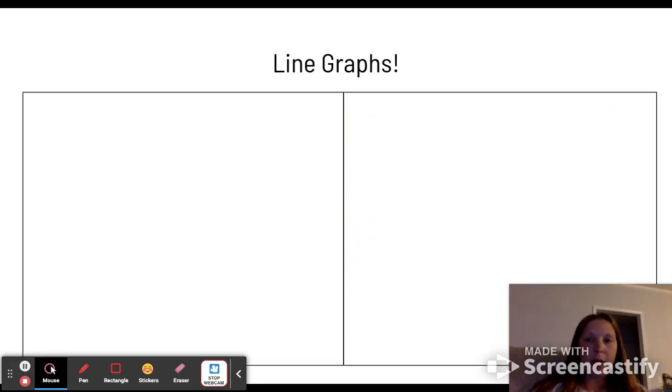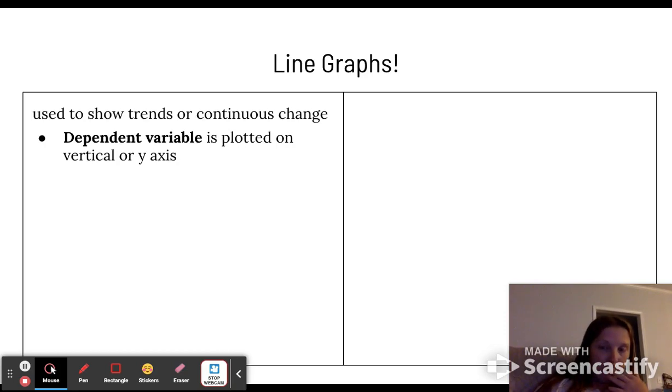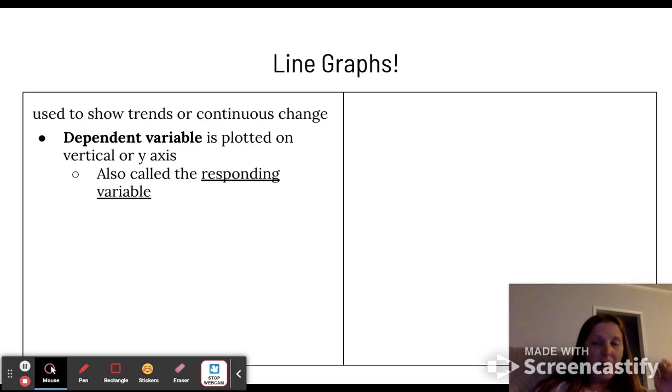So the first one is a line graph. So this is used to show trends or continuous change, so over time. Your dependent variable is plotted on your y-axis, and your independent variable is plotted on your x-axis.